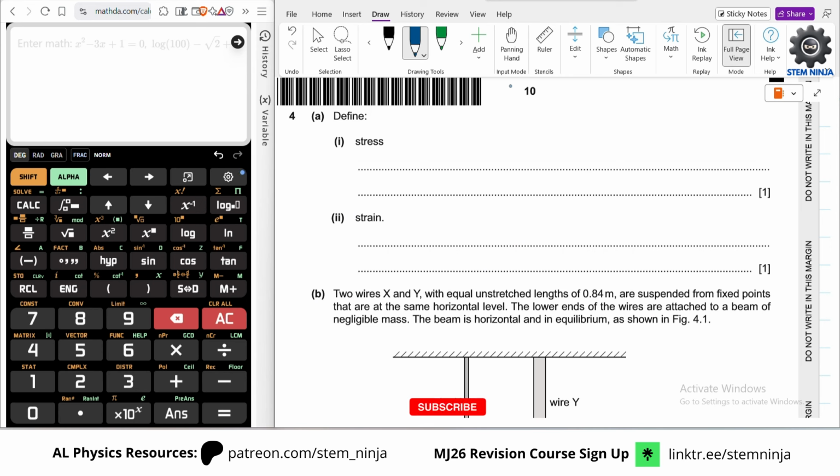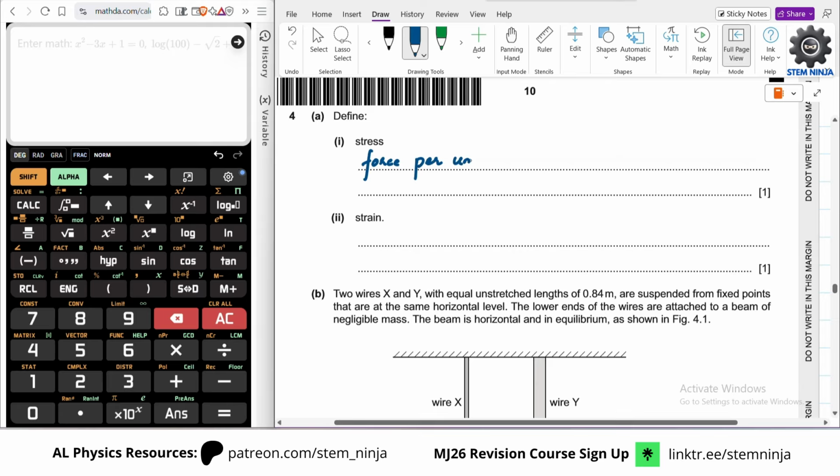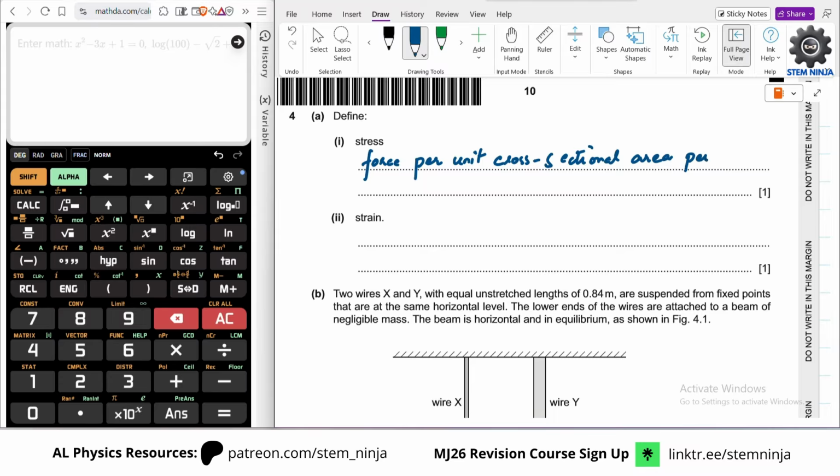Okay, so question number 4. Define stress, and the next one is strain. So these are easy. Stress is force per unit perpendicular cross-section area. So force per unit cross-sectional area. Oh, sorry, you can write it as perpendicular to the force.